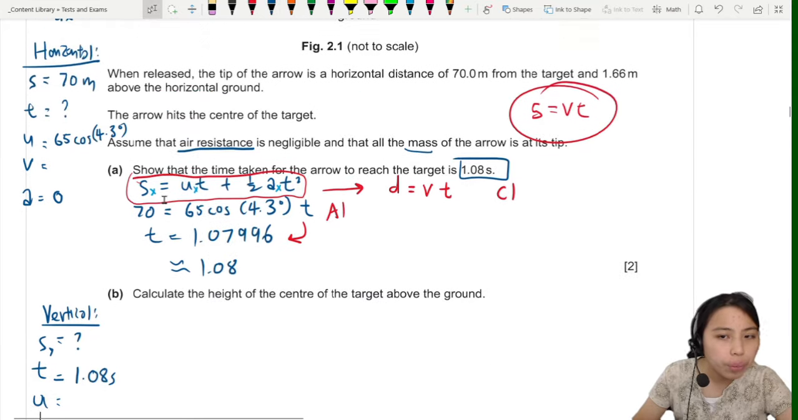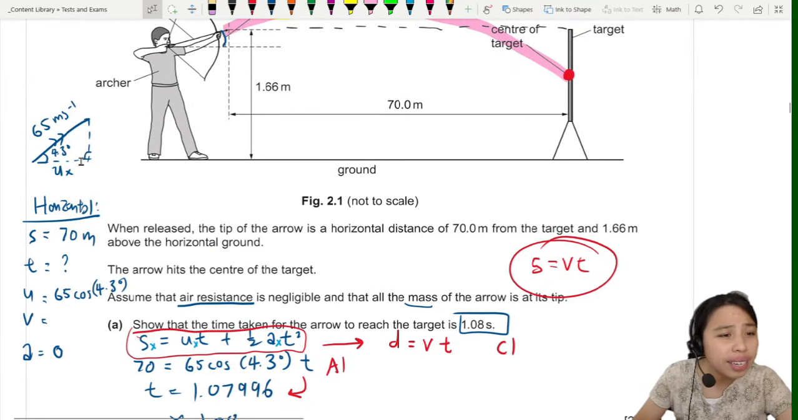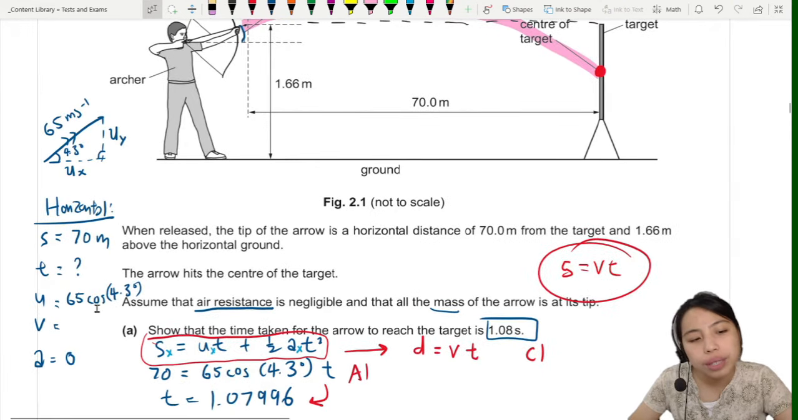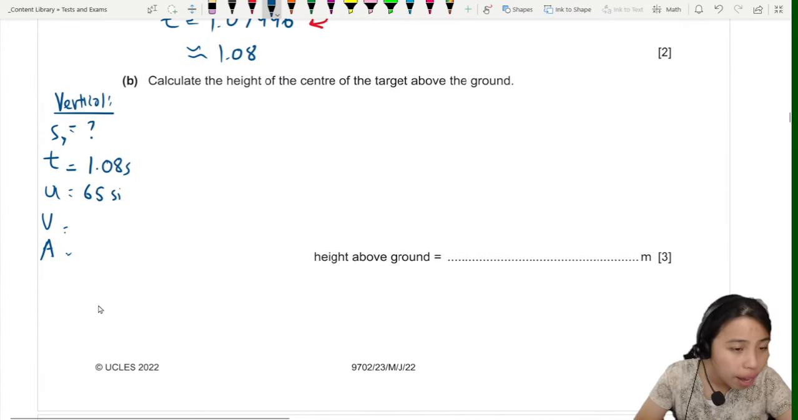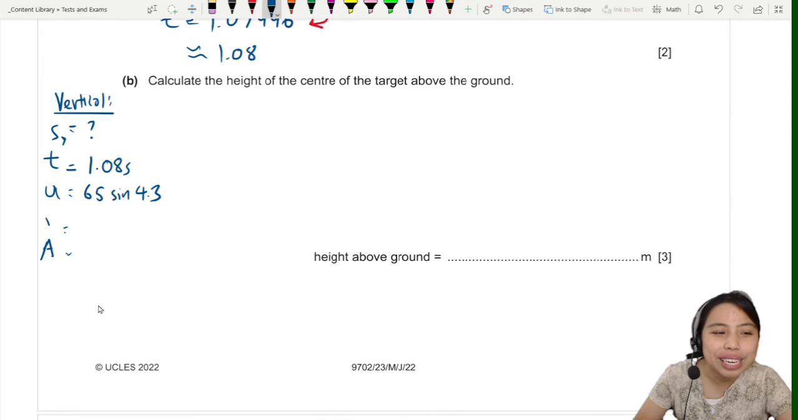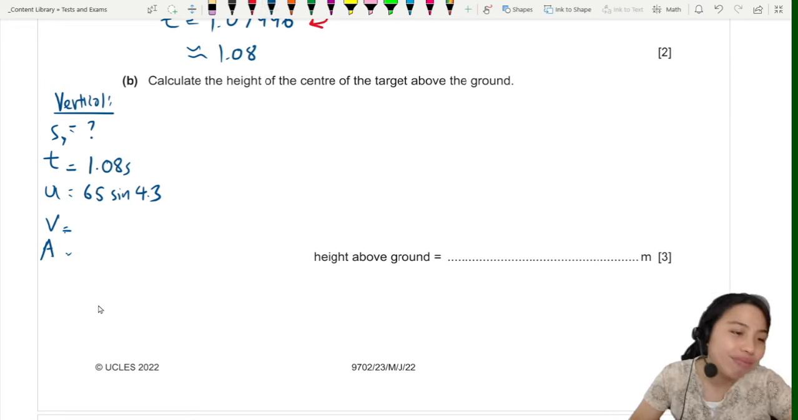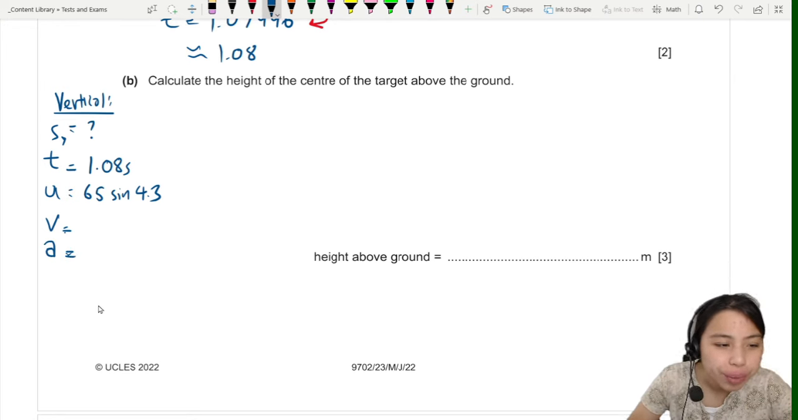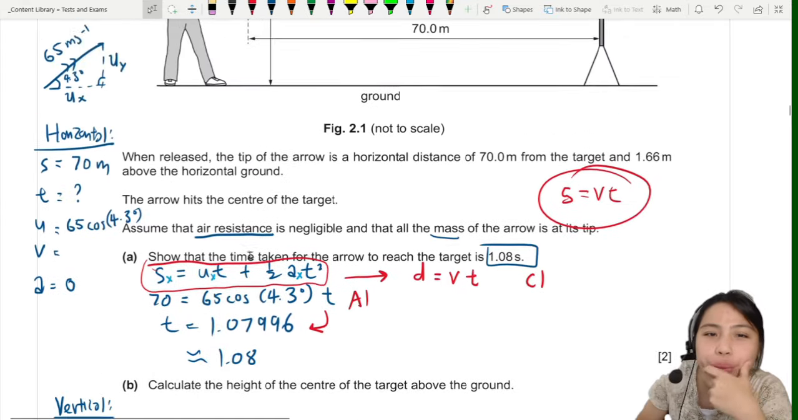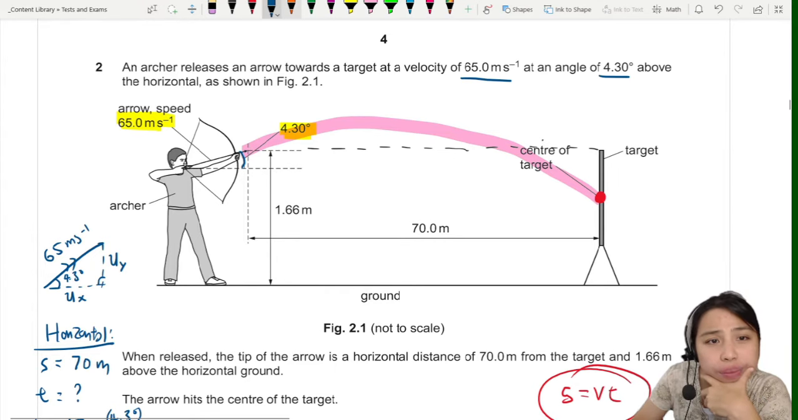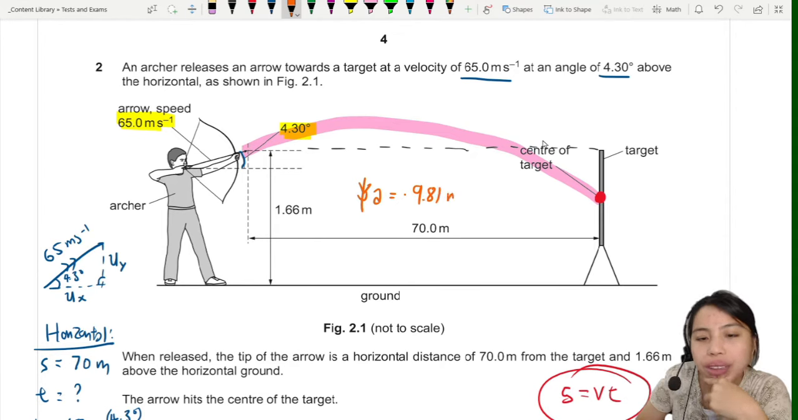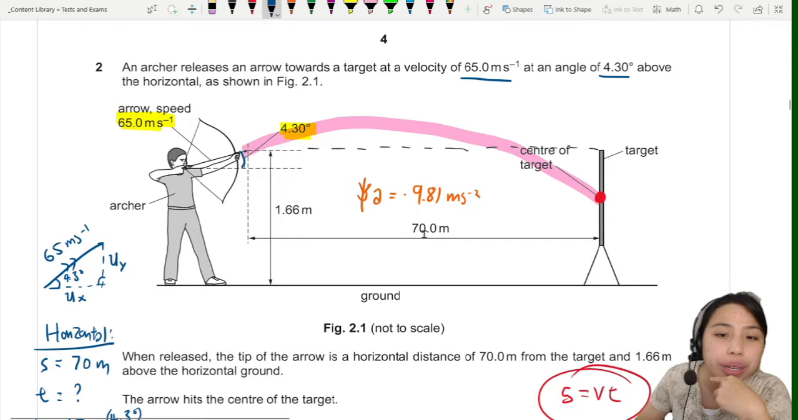Initial speed, we go back to the triangle we drew on the left side. But instead, we're trying to find the vertical component now, so instead of cosine, we do sine. Let's write that down: 65 sin 4.3. Final speed, don't know, doesn't matter. Acceleration: what is pulling the projectile downwards? We're on planet Earth, so we probably have gravity, which is always pointing downwards, with acceleration due to gravity 9.81. So write it down, 9.81.